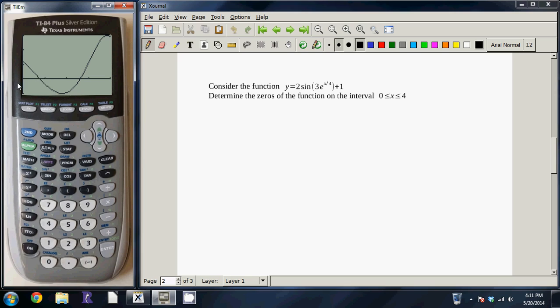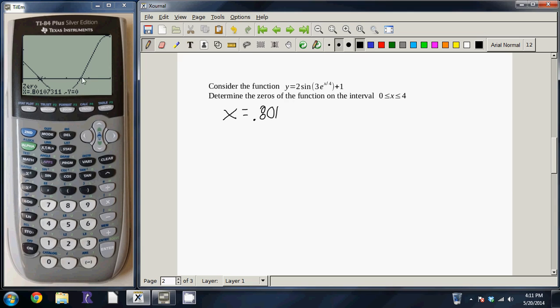Remember our scale is 1, so each notch here is 1. So our first 0 happens between 0 and 1, and our next 0 happens between 2 and 3. When we go to second trace, which is our calc menu, we're going to do zero, which is number 2. In order to find our zeros, we need to have a left bound and a right bound for the calculator to look between. We know this one happens between 0 and 1, so our left bound will be 0, and our right bound will be 1. It's going to go ahead and guess for us. Our first 0 is at 0.801.